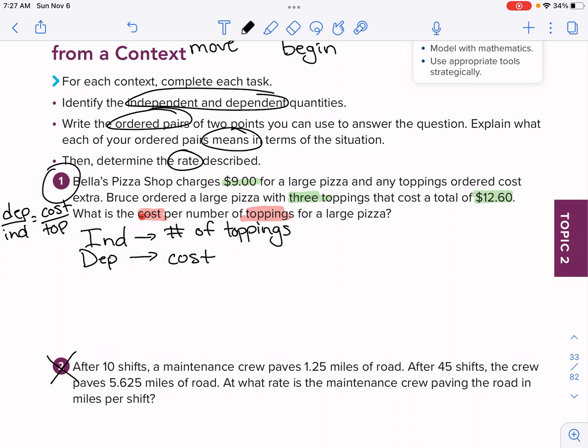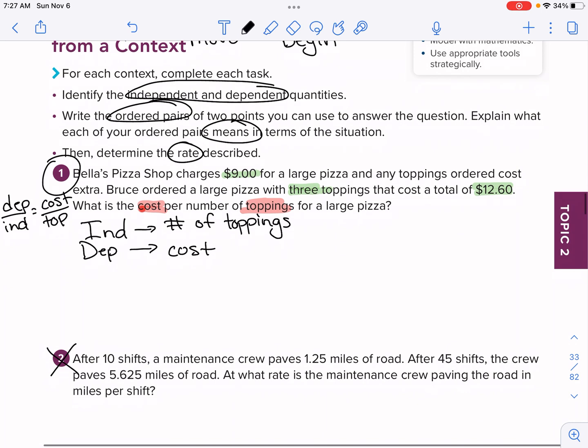Okay, great. Now that also gives me an ordered pair too, because the ordered pair is always x comma y. So let's think about, like I said, we're always going to start at 0. You can't have 0 pizzas, but we can have 0 toppings here. So a pizza with 0 toppings, how much does that cost for y? That is $9. So that gives us a little bit of something to interpret there.